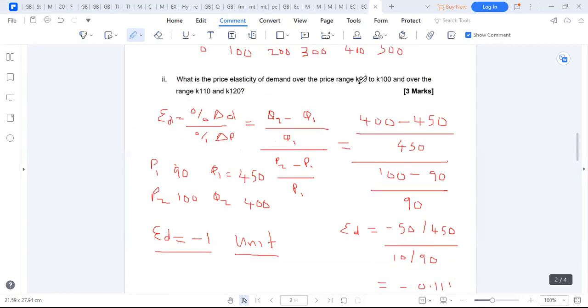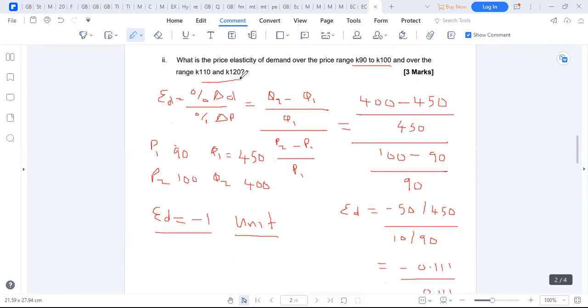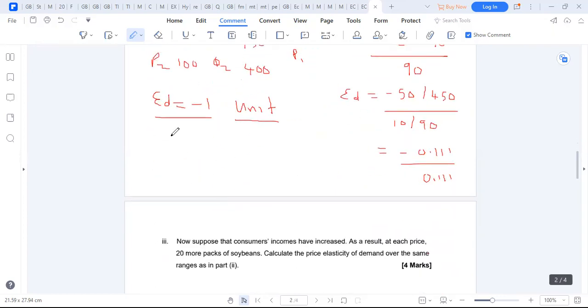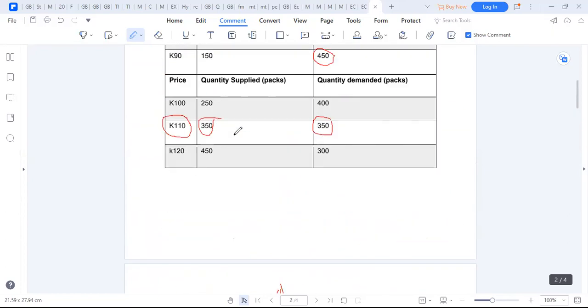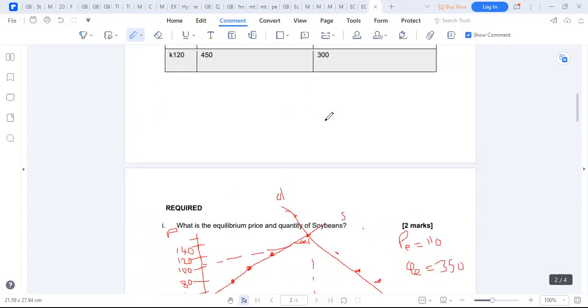So this is between 90 and 110. So we've been given another range here, 110 and 120. So price 1, 110, price 2, 120. So let's check. Price 1, 110, we get 400. Price 2, 120, we get 350. So 400 to 350.